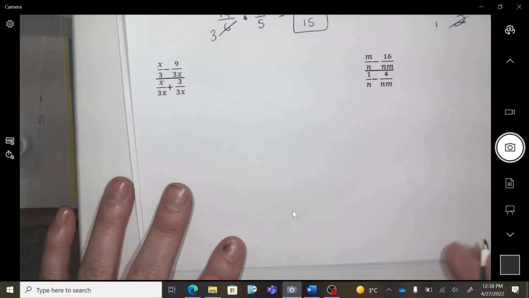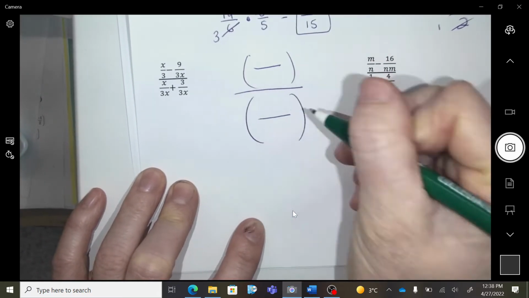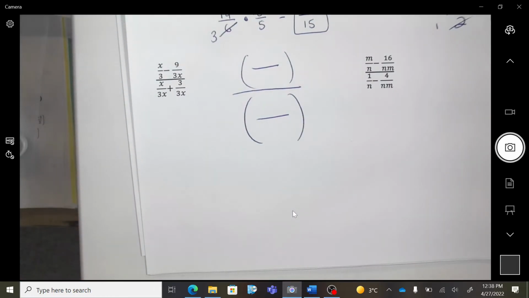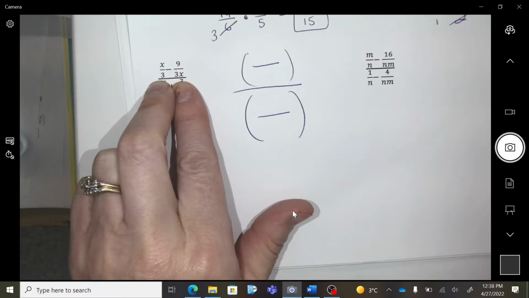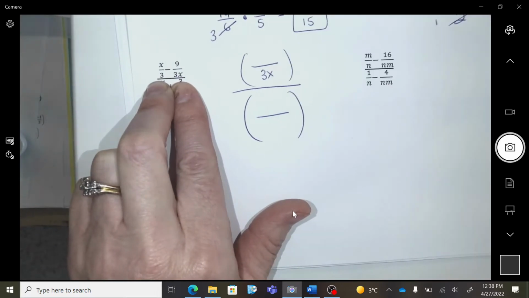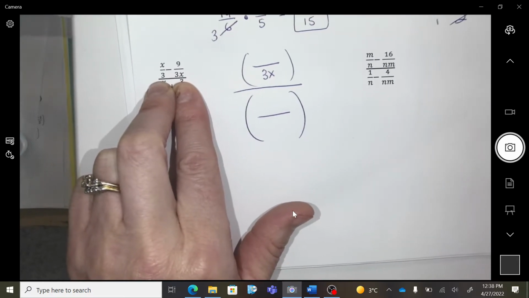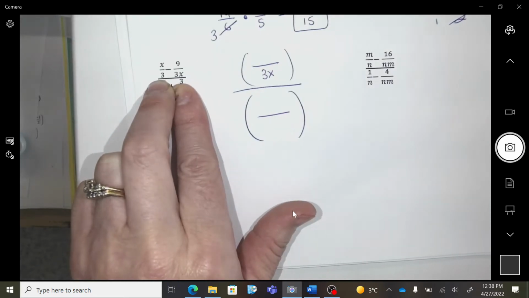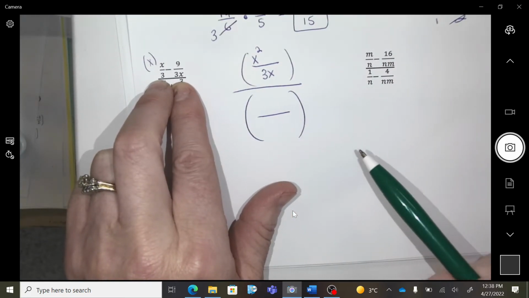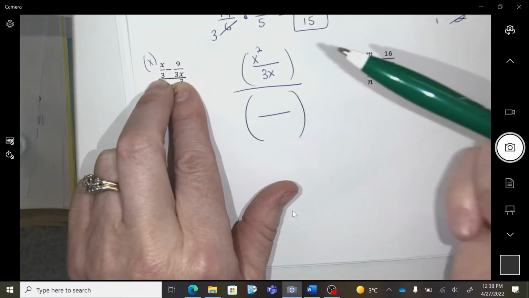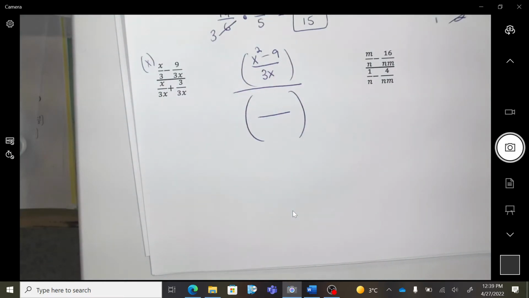Okay, let's try these last two. Okay, so we have a 3 and a 3x. So my denominator will be 3x. Okay, what am I going to do to the first fraction? How did I change the 3 into a 3x? I'm going to have to multiply by x, creating x squared. On the second fraction, 3x is 3x. So I don't do anything. So just minus 9.